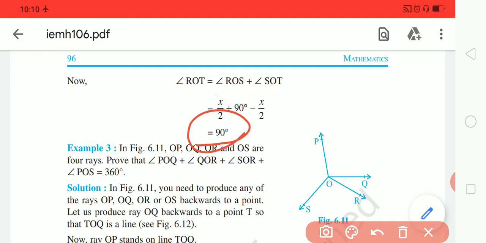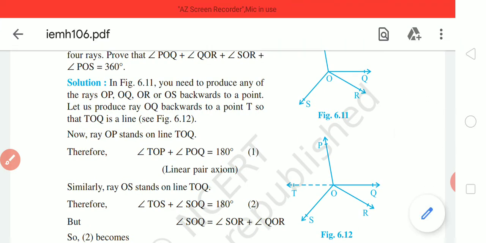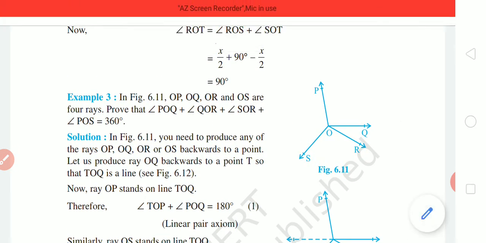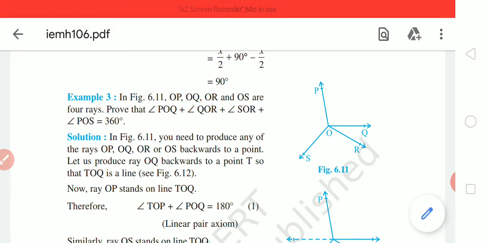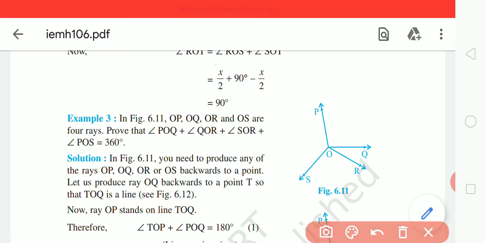Now come to example number 3. I'm sorry, this is not working. Example number 3: OP, OQ, OR and OS are the rays. Prove that angle POQ, angle QOR, angle SOR and angle POS sum to 360 degrees, right?